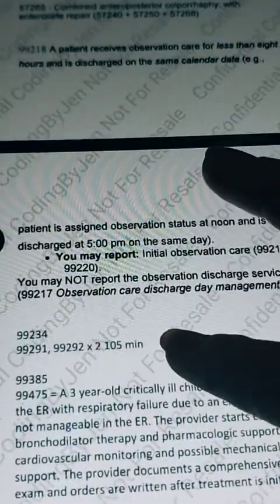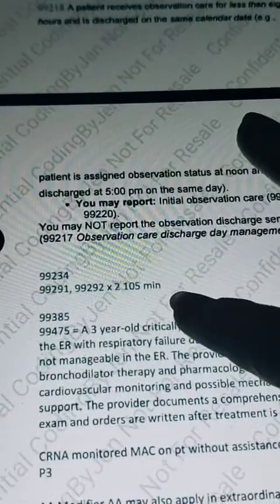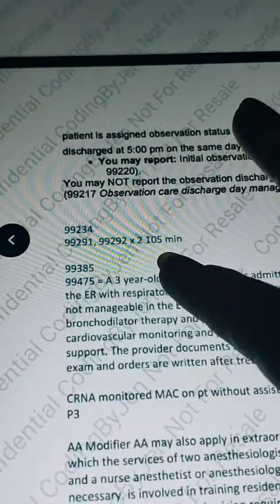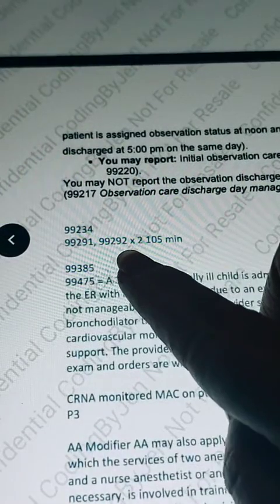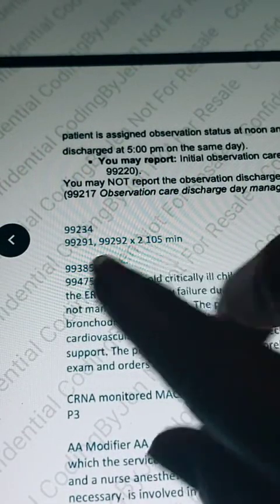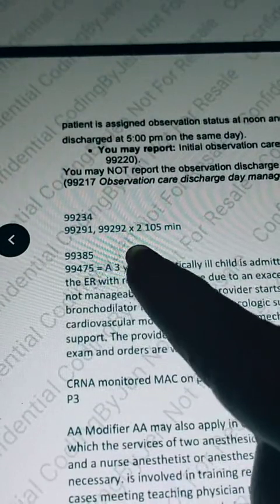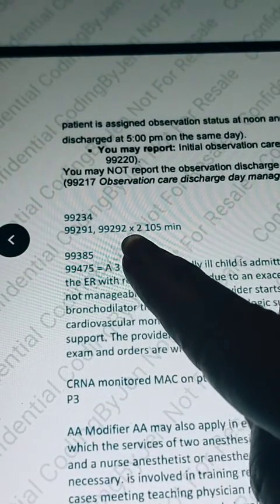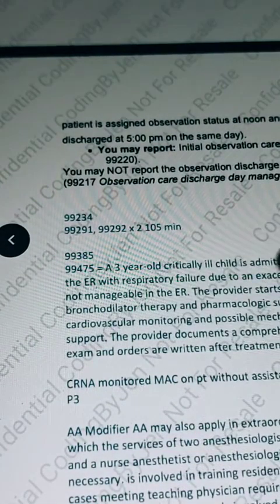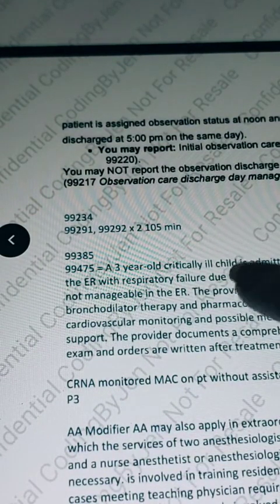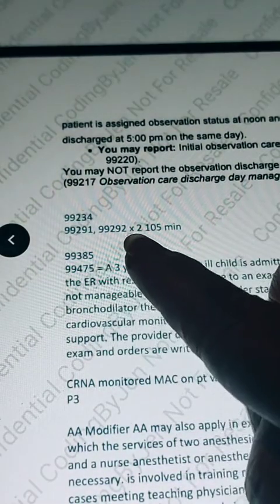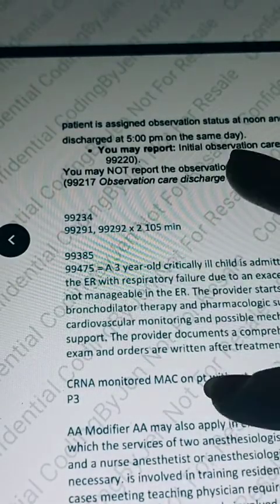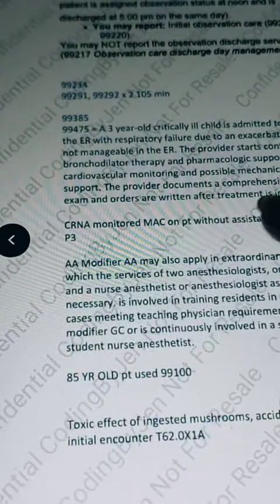Let's see. We've got critical care there. Critical care, you love coding critical care. Critical care is so easy. When you get to that 99291 and the 99292, all you have to do is look at your question, add up the total time that the patient was in critical care, and look on the chart that's up above it and code it exactly like they say it. Pick out that answer that way. Super helpful. Love it.